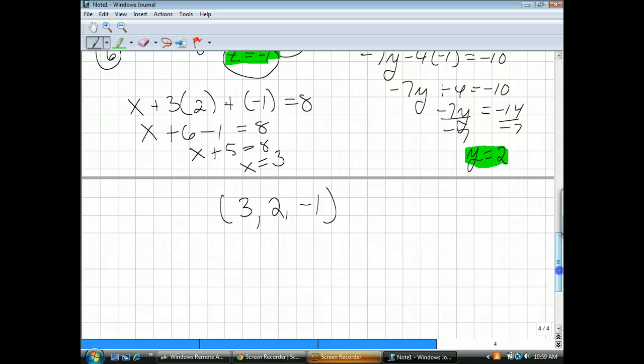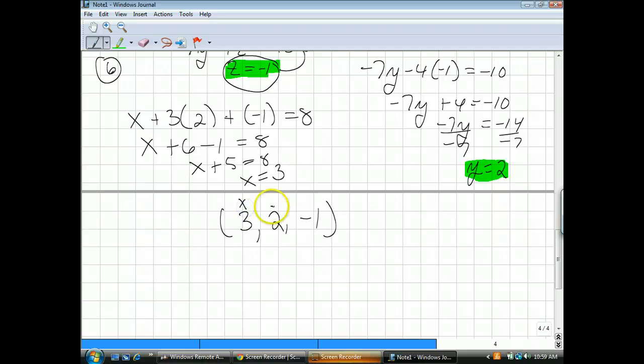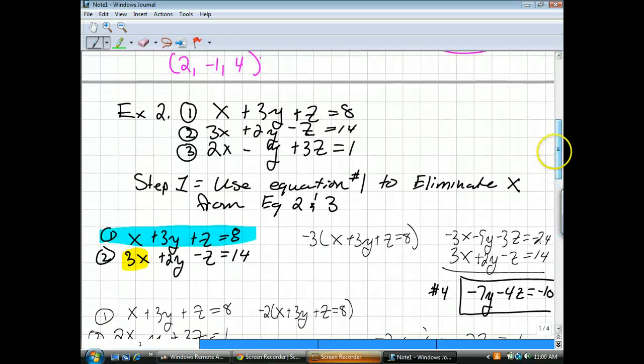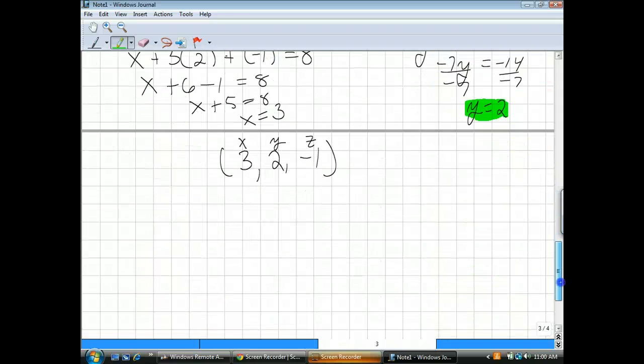That is the solution to the system, which means that an x value of 3, a y value of 2, and a z value of negative 1 makes all three of the original equations true. If I put those values into this equation, that side's going to equal 14. If I put those values into this equation, that side's going to equal 1. And of course, if I put them into this equation, that side's going to equal 8. So we found the solution.